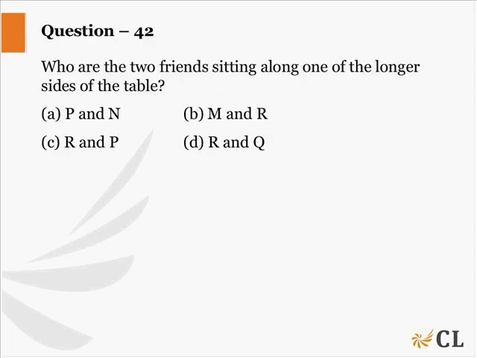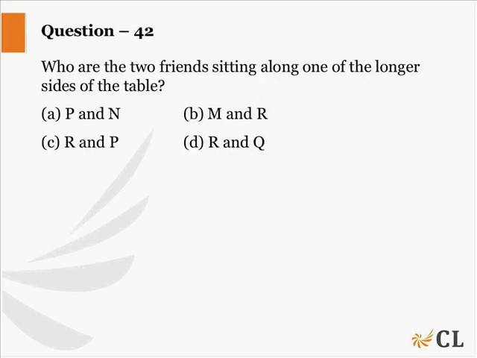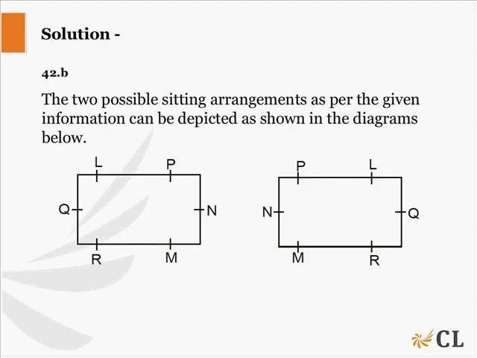42nd. Who are the two friends sitting along one of the longer sides of the table? This is again clear, I guess. The one couple is R and M, and the other is L and P. So M and R is in the option. This is also right.